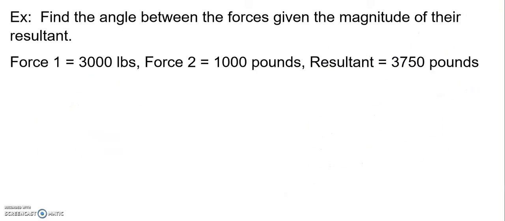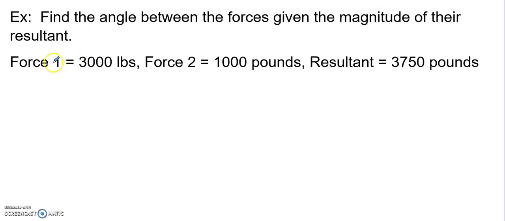All right, next one. Find the angle between the forces given the magnitude of their resultant. So we know the magnitude of each force, force 1 and force 2, and we know the magnitude of the resultant. I'm going to have you try this one on your own. This one's going to be a little bit more difficult than the last one. I'm going to give you a big hint though. So notice that we are not given any direction for any of the forces.